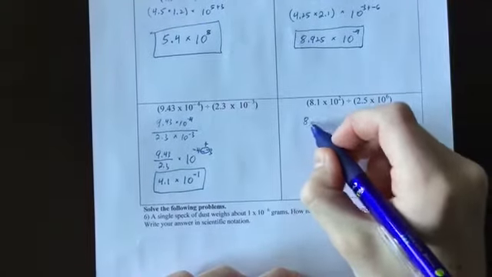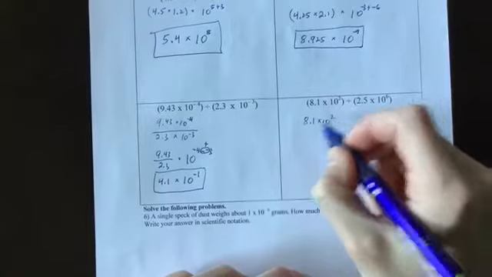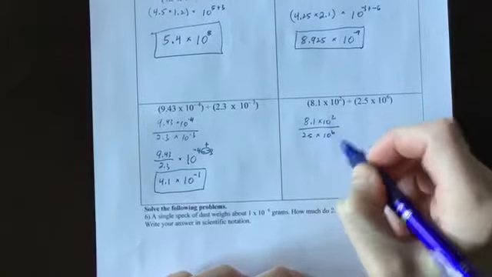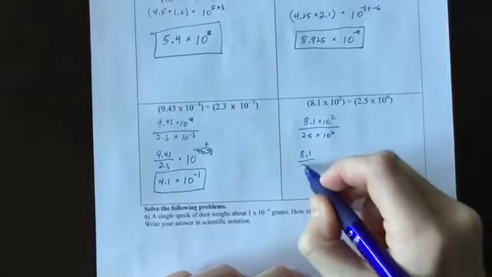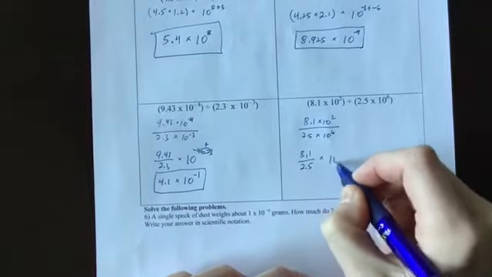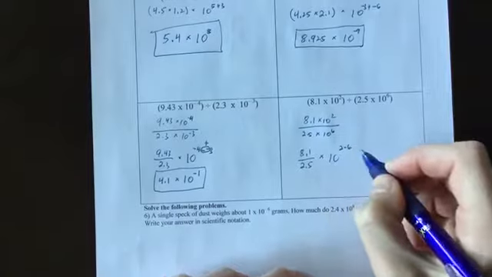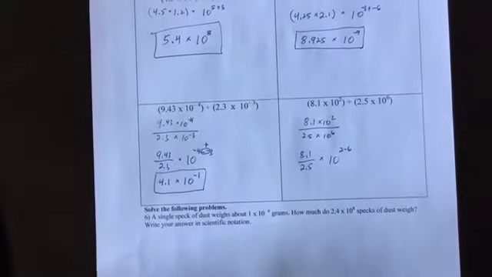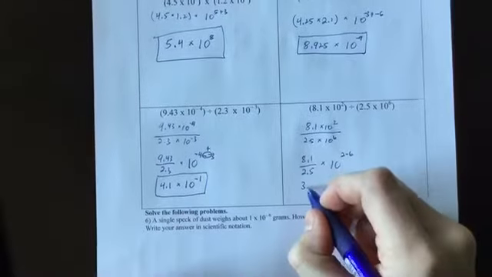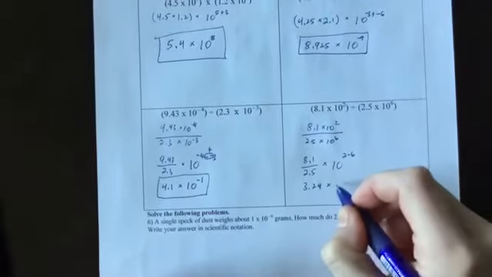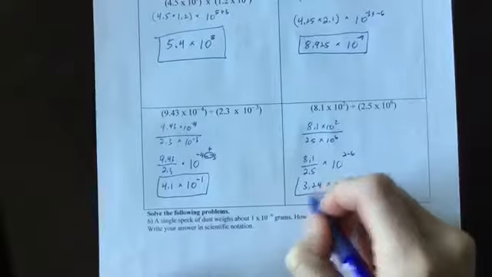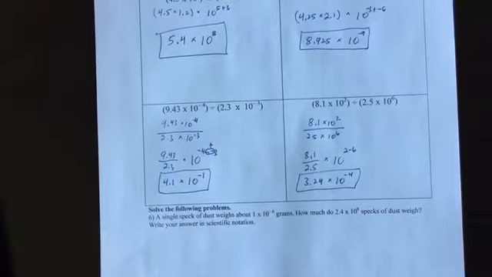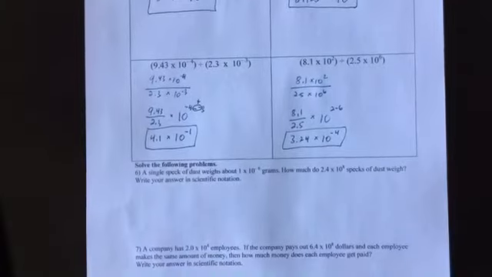Okay, and then we've got 8.1 times 10 to the second divided by 2.5 times 10 to the 6th. So let's see, that's going to be 2 minus 6 for our powers of 10. 8.1 divided by 2.5, 3.24 times 10 to the negative 4th, and also in perfect scientific notation form. Okay. On number 6 and 7, we're getting into our word problem.